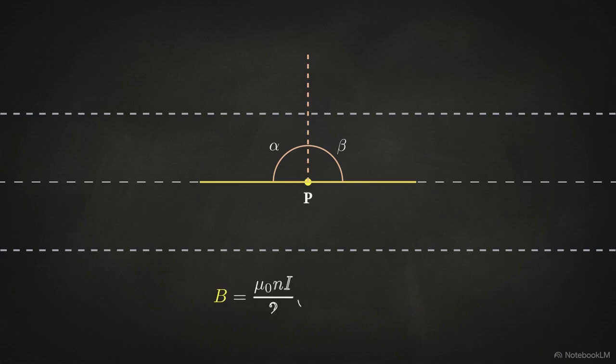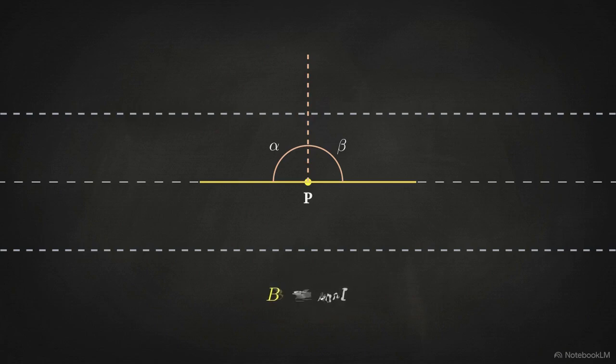We can test this formula against our ideal model by placing point P deep inside a solenoid that stretches to infinity. In this case, both angles alpha and beta expand to 90 degrees. Since the sine of 90 is 1, the sum equals 2. This cancels the denominator, returning the field strength derived using Ampere's law, B equals mu naught N I.